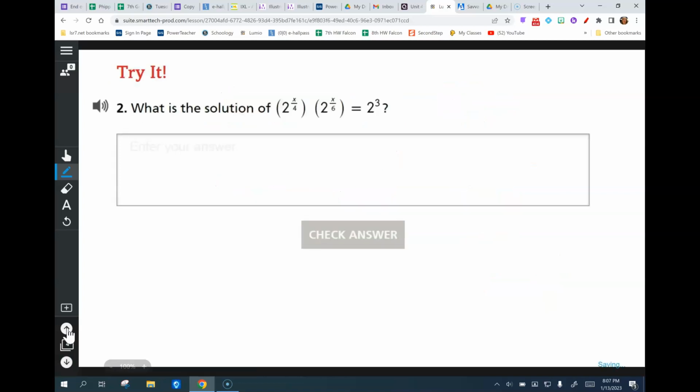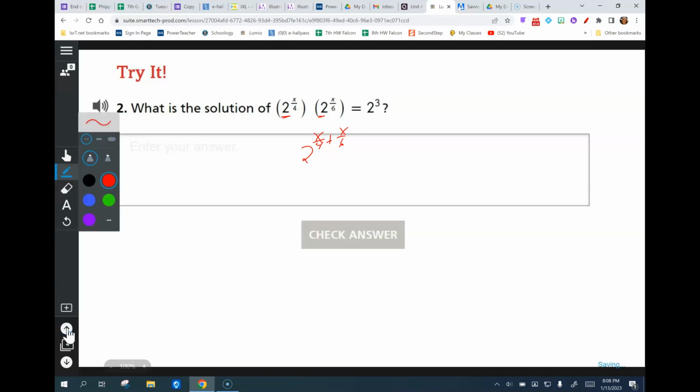On this one, we have, what is the solution to this equation? The first thing I want you to do is just ignore this. Pretend like there's nothing there. Nothing to see here, people. Move on. Now we have like bases, and I want to simplify. What can I do with those exponents? That's right, I can add the exponents. So this gives me 2 to the x over 4 plus x over 6. Do you see that? Okay, now let's bring this other thing back in.